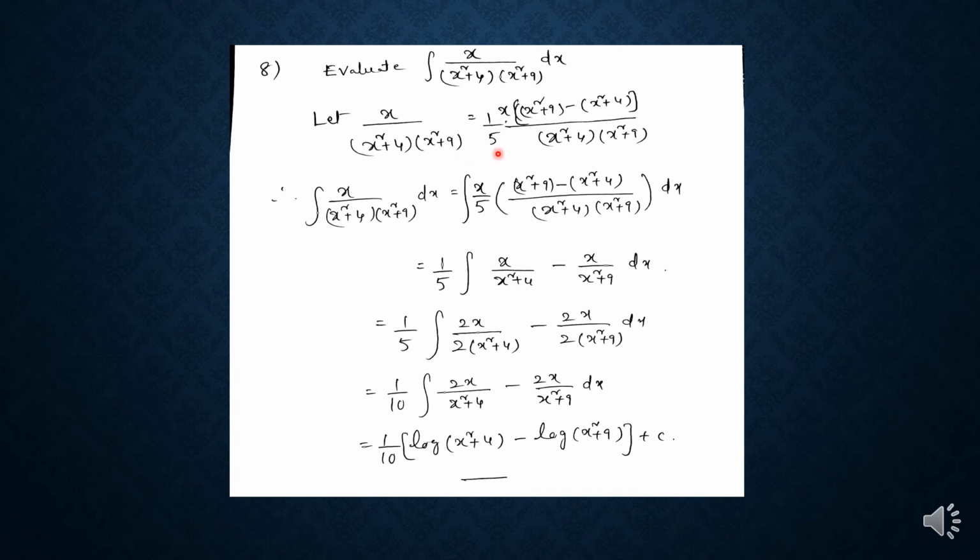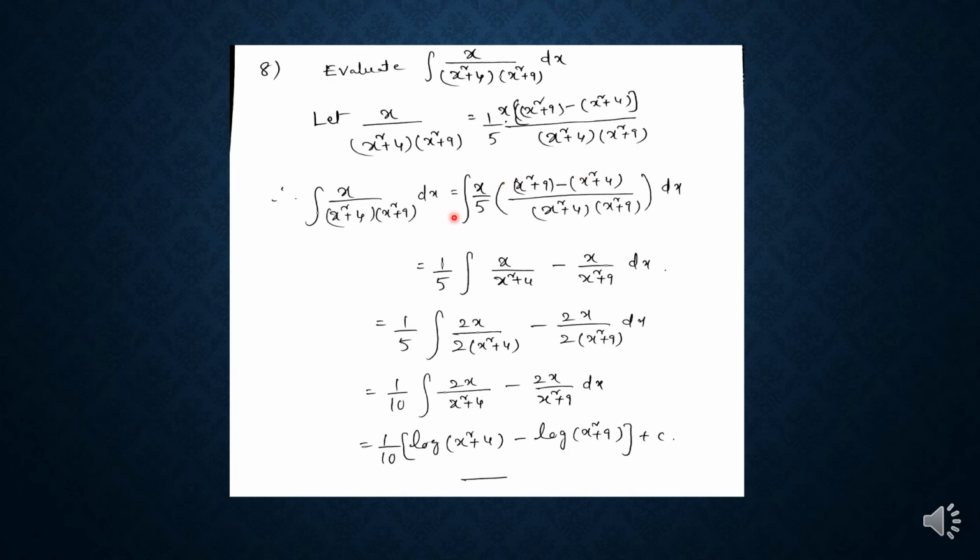So here also I have written the partial fractions manually. That is, by taking this x square plus 4 and x square plus 9, in the numerator, x into x square plus 9 minus x square plus 4. Here x square gets cancelled, 9 minus 4 means we are getting 5. But we need only x into 1. So to get 1 here, divide the numerator by 5. Then we will get 1 by 5 into x square plus 9 minus x square plus 4 by x square plus 4 into x square plus 9.